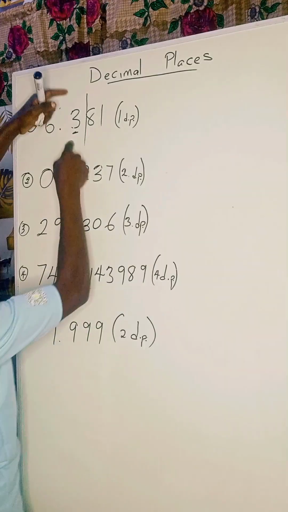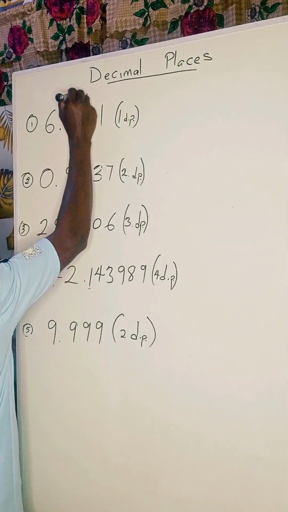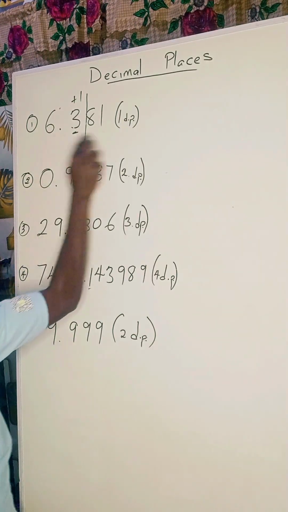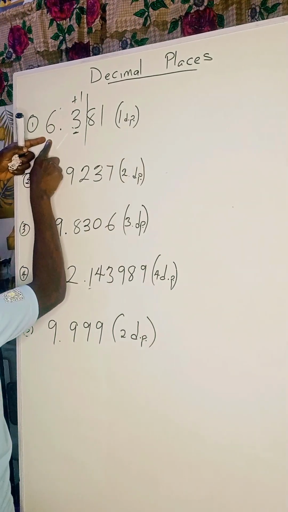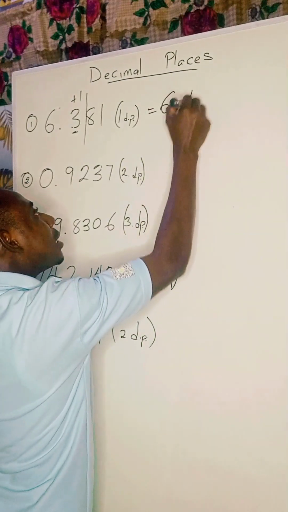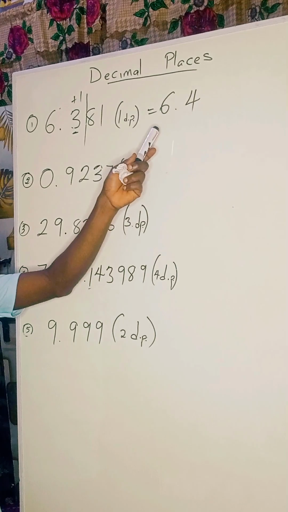Then that means you are going to round this 3 up. That means you are going to add 1 to the 3. That will give you 4. If 1 is added to this, you surely get 4. So in 1 decimal place, you are going to have 6 point, now 1 is added to it, and that will give us 6.4. 1 decimal place. I believe you are good.